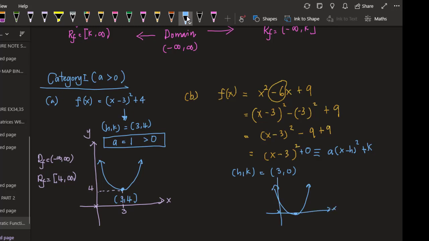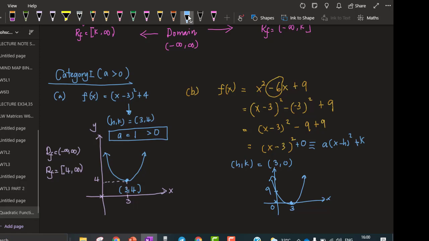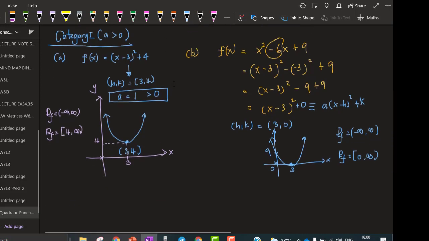Okay, it's around here. And then the intercept is 9. Okay, so this is a 3, and the y is a 0. So from here, the domain, I already said it. No matter how, the domain is always real number. But the range, you look at the y values, right? Okay, it will be 0 to infinity. Okay, so this is category 1.